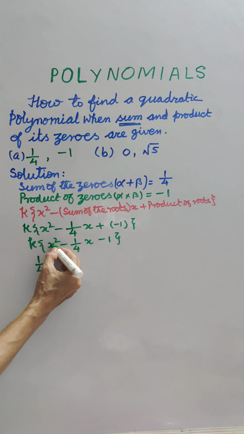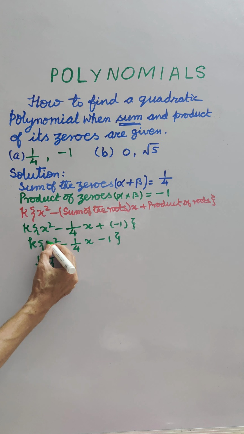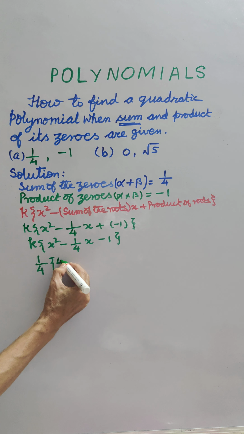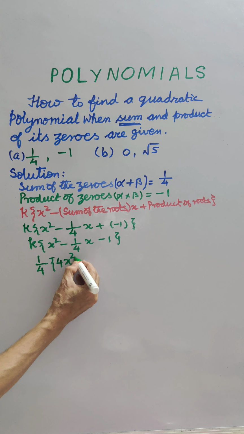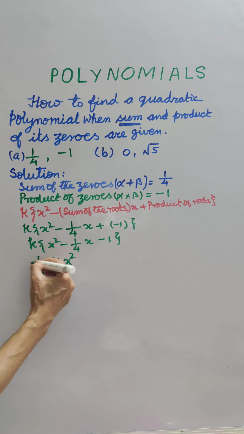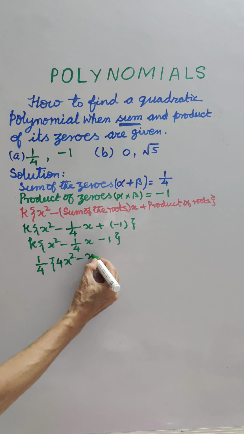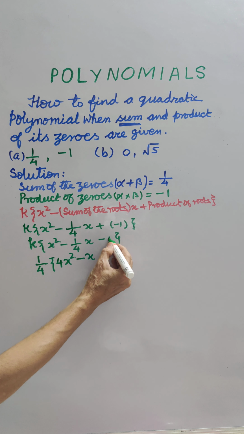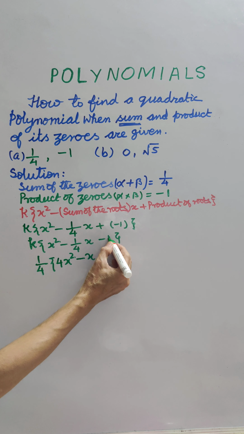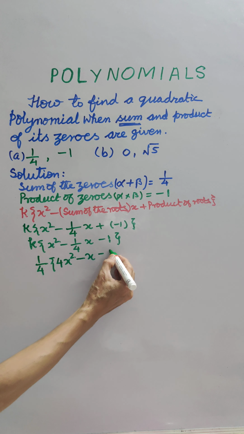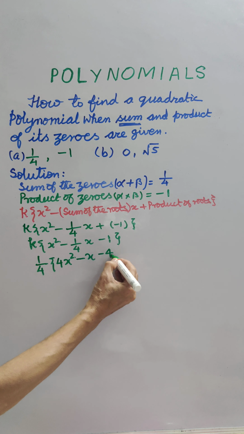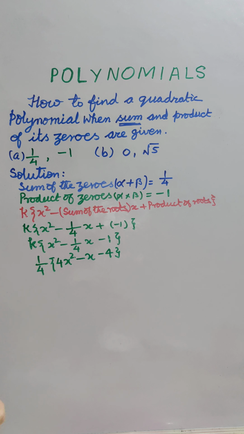So from here, when we take 1 upon 4 common, it will become 4 upon 4, so this will be 4x square, and minus 1 upon 4 taken common, minus x. And from here 1 upon 4 taken common, means 4 upon 4, so that will be 4 minus 4. This is our quadratic equation so formed.